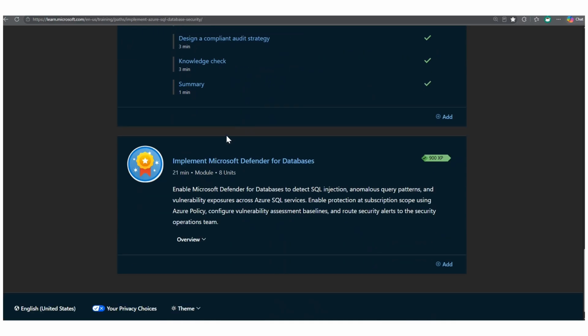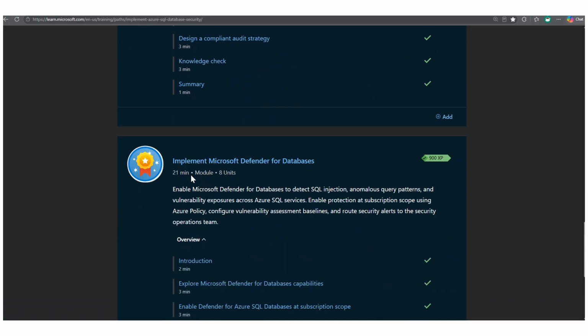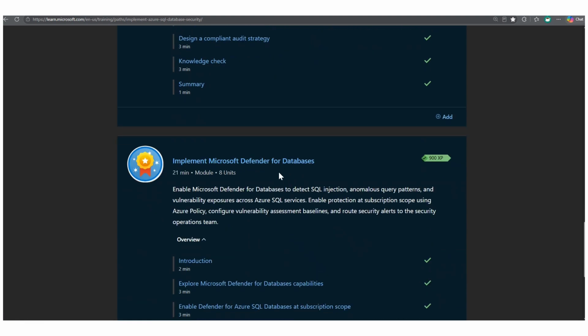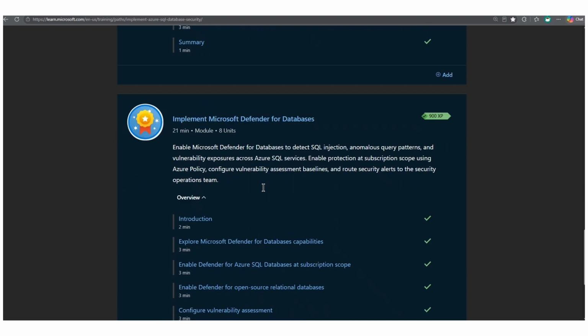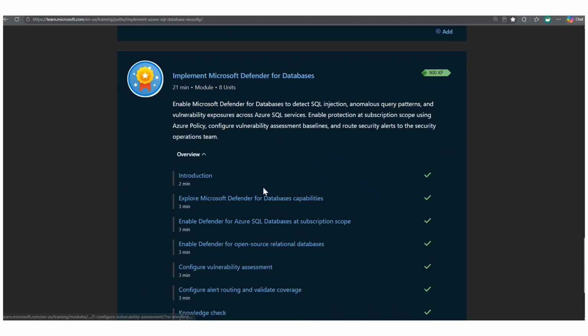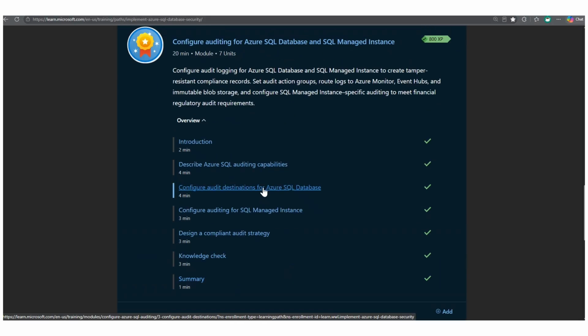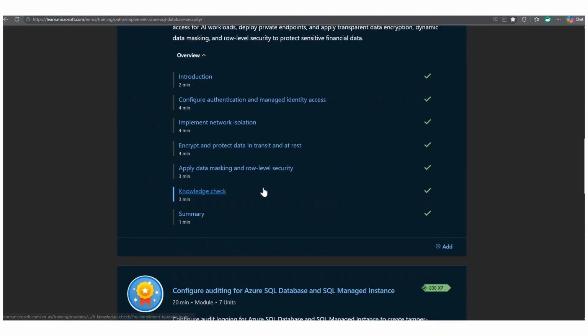And then after that is implement Microsoft Defender for databases. This is the instance databases, and this is implementing the databases themselves. And that's it. So those are the three modules in this learning path, which is learning path 5 out of 12. So a long way to go.